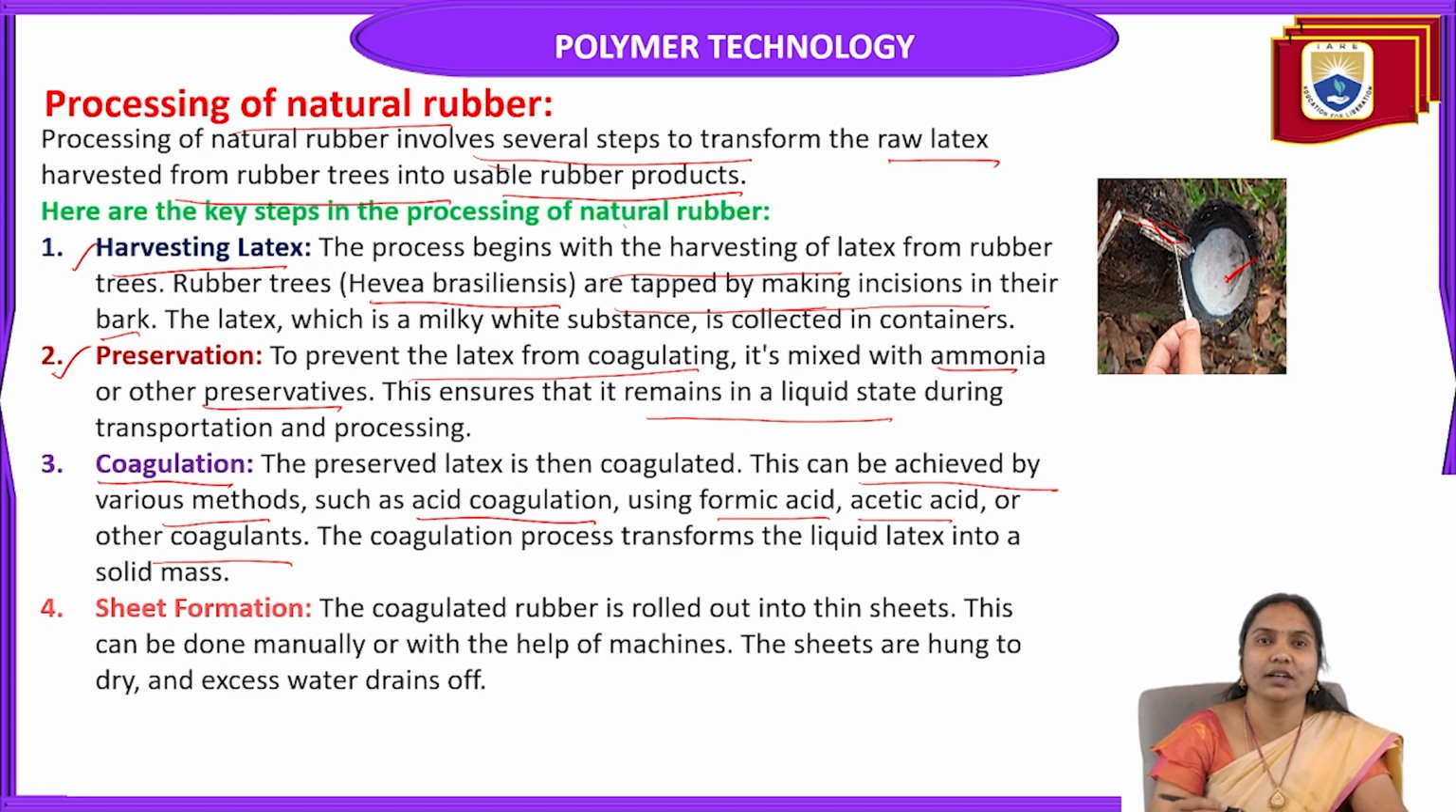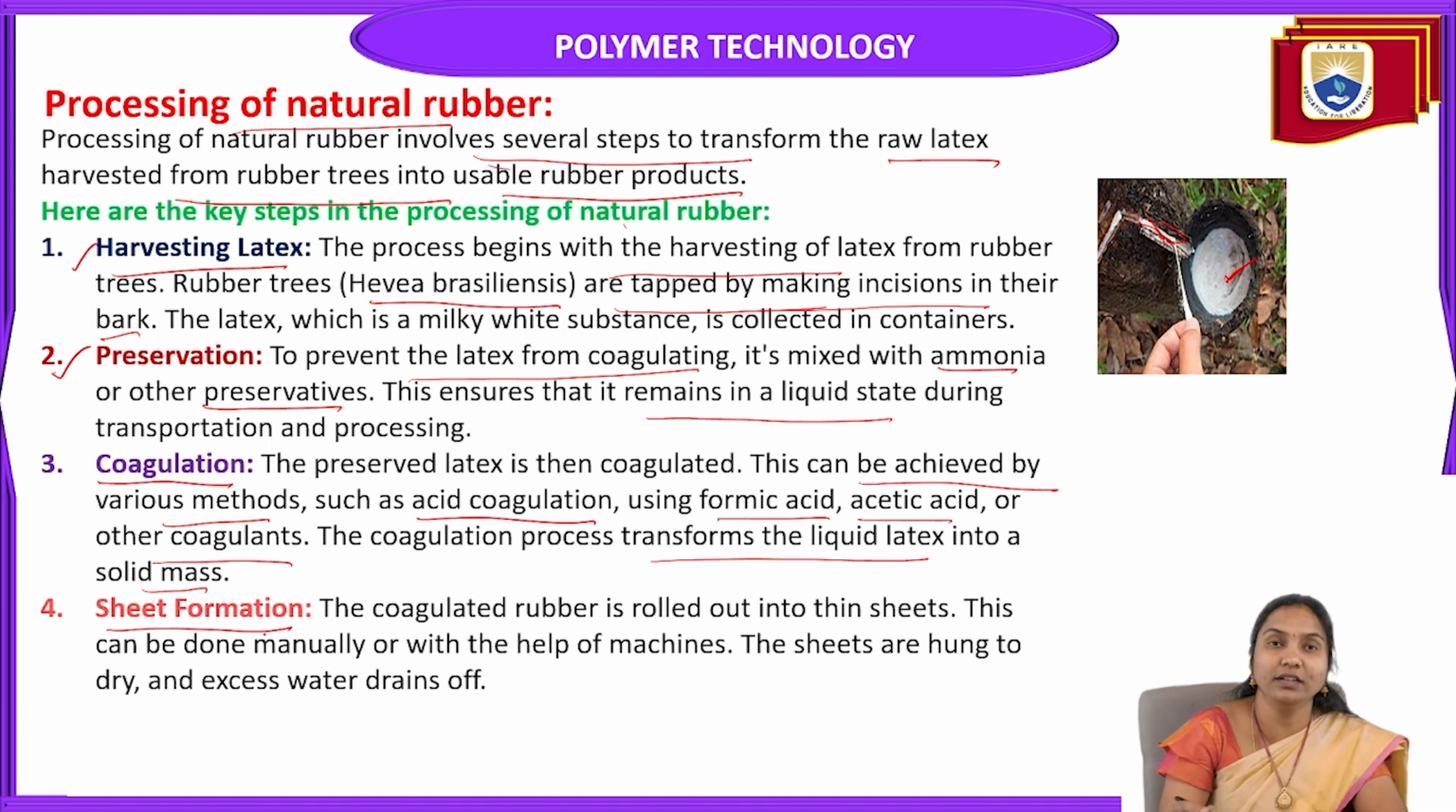These are added to the rubber. So here the coagulation process transforms the liquid latex into a solid mass. During this coagulation method, we are generally using acid coagulation, for example formic acid or acetic acid. It converts the liquid to a solid mass.